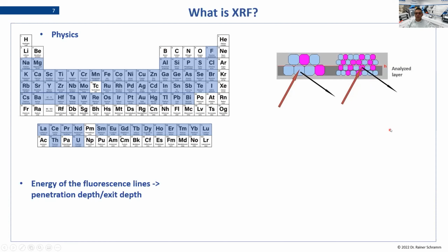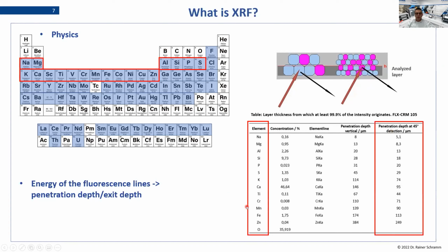And here I put an example, a cement, where I made the order from sodium to zinc, so low atomic number increasing to high atomic number. Here you see the penetration depth, so how deep I can analyze this sample. For sodium, it's just about 5 micrometers. And for zinc, we are already at 250 micrometers.